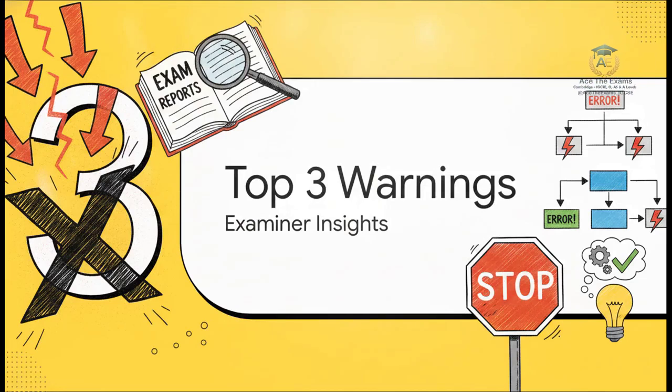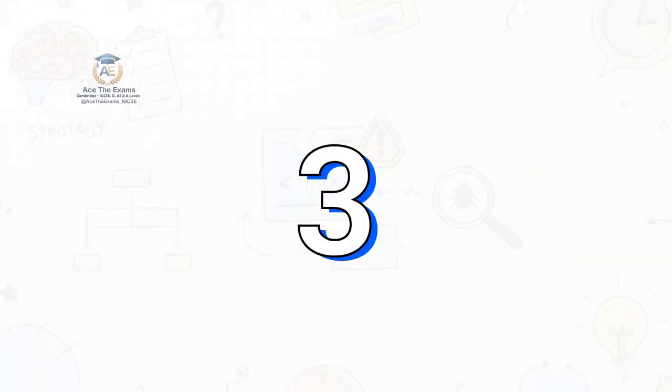Section 3. Top 3 Examiner Warnings. We've reached the most critical part of the explainer. We are now moving into Challenge 2, Find the Flaw. There are exactly 3 major pitfalls that cause students to needlessly lose marks year after year. I'm going to explain them, and I want you to actively think about your own past paper answers to see which of these traps you fall into the most.